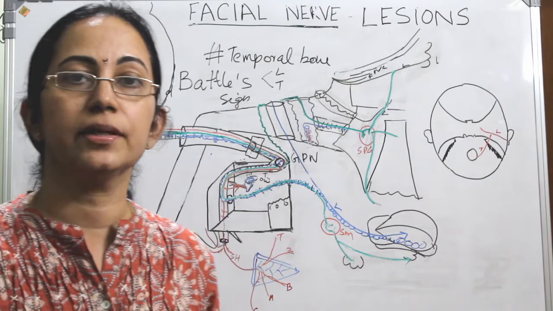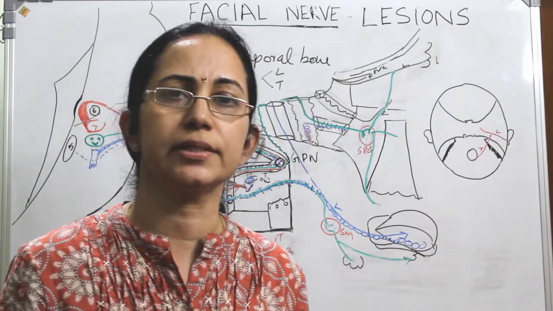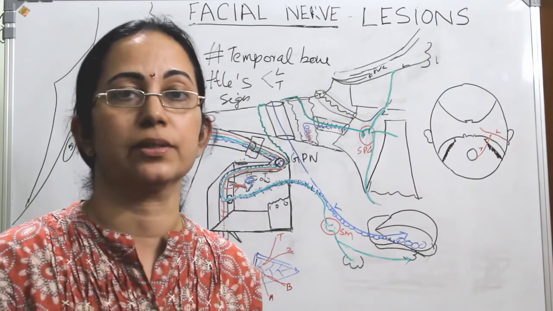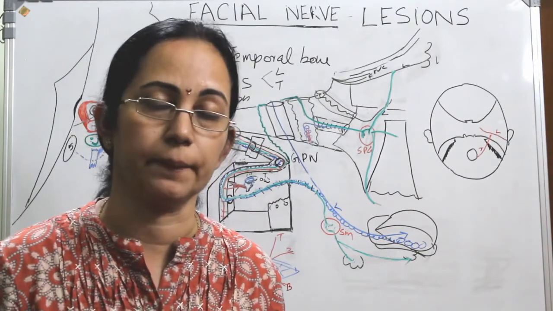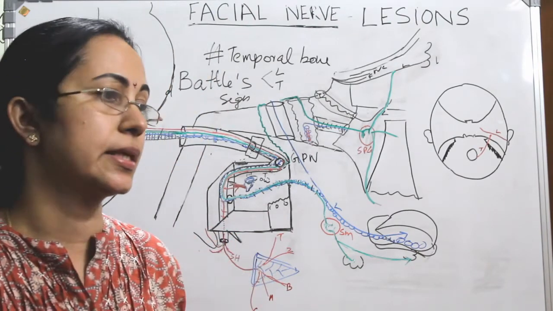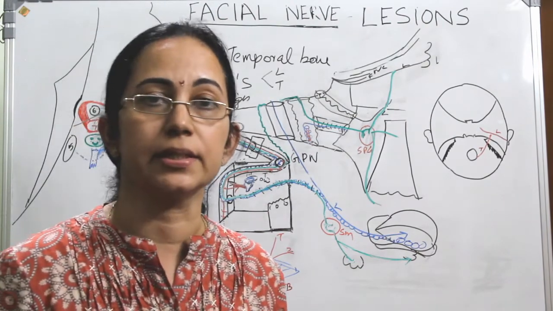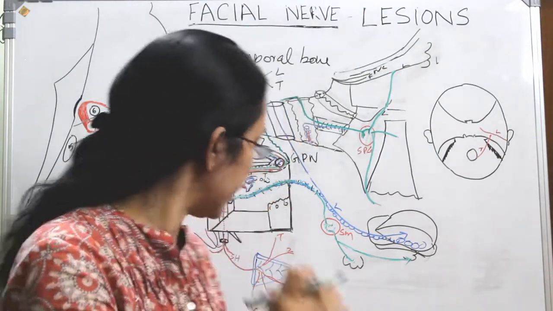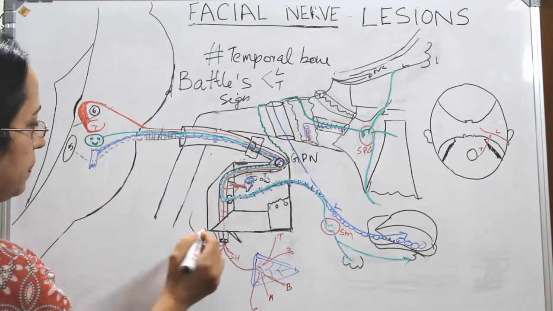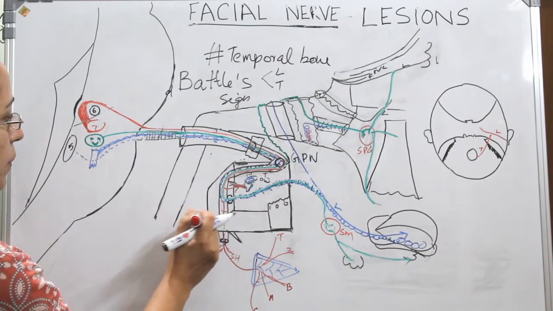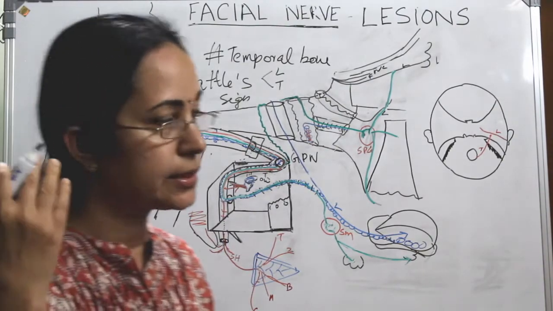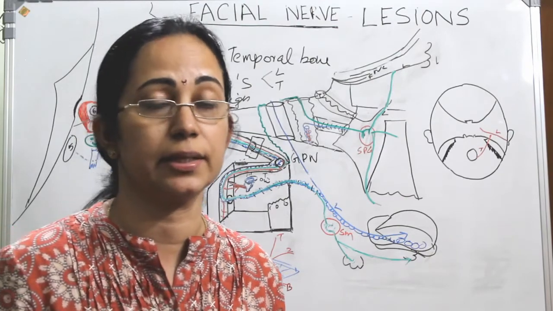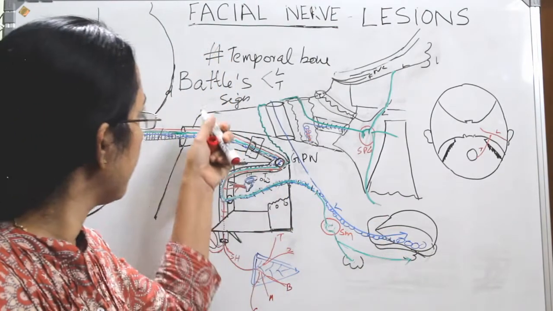Battle sign as a word means, many of you will think that it is due to battling or a forceful pressure of some area, trauma to some area. But actually it is a sign described by Dr. William Henry Battle in the 1800s, and that is bruising over the mastoid area, this part. On this part there will be bruising over the lateral surface of the mastoid. There will be ecchymosis, or bruising will be seen, reddish color discoloration, and that is the Battle sign.